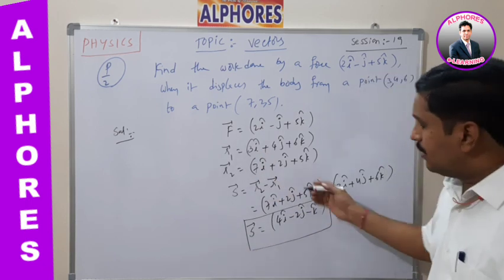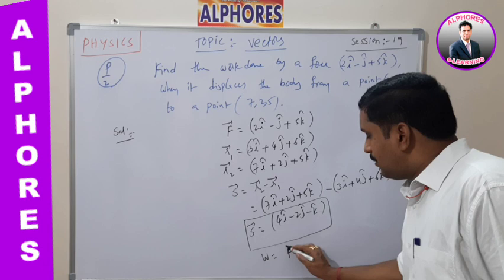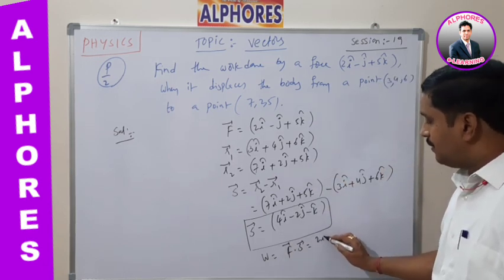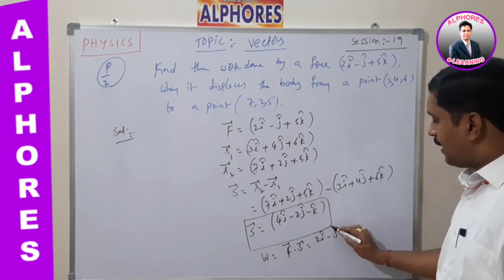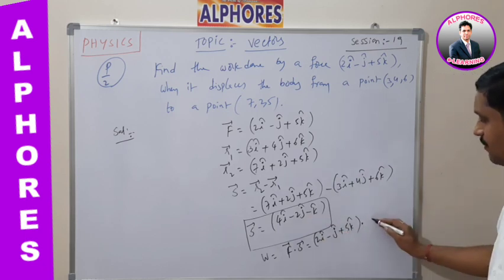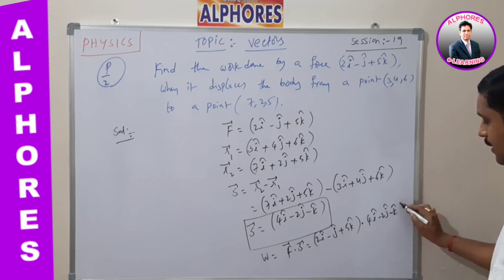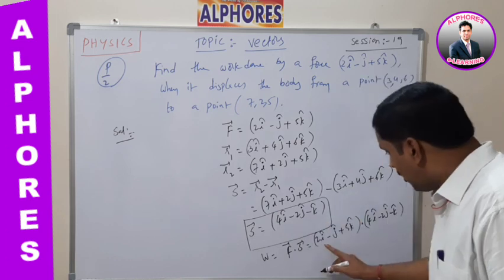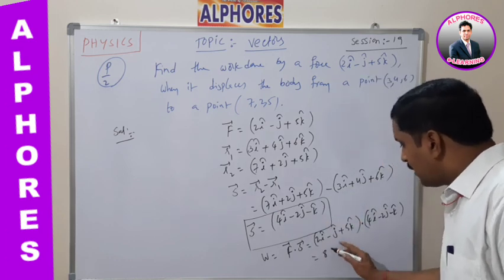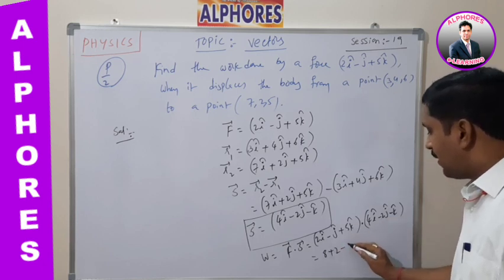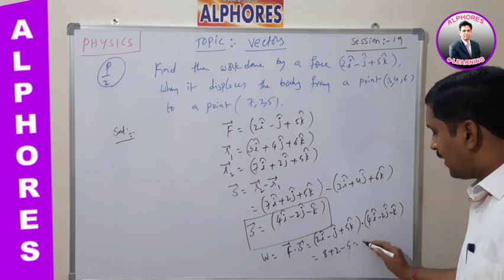So let us say what is the work done here? Work done is equal to F bar dot S bar. F bar means 2i cap minus j cap plus 5k cap dot displacement as per the data, 4i cap minus 2j cap minus k cap. By taking the dot product, we know already, dot product of like vectors is 1. Means how much? 2 into 4, 8. Next minus 1 into minus 2, plus 2, plus 5 into minus 1, minus 5. Means 10 minus 5, 5 units.